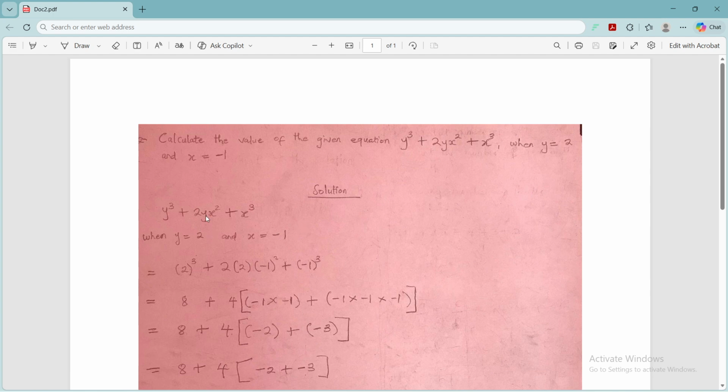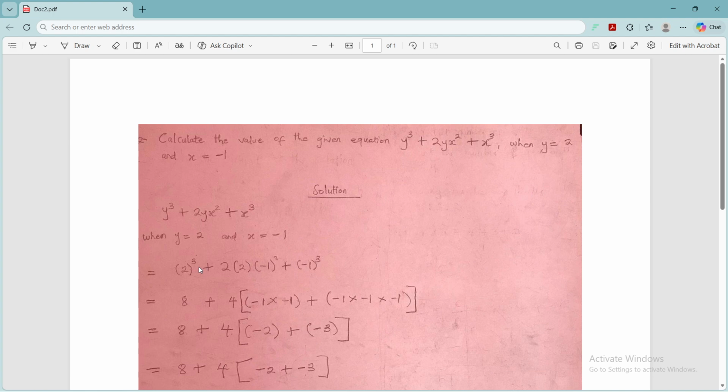So let's delve into the solution. Our given problem here is y cubed plus 2y s squared plus s cubed when y equals 2 and s equals -1, right? So we just have to insert our given values into our given equation, right?